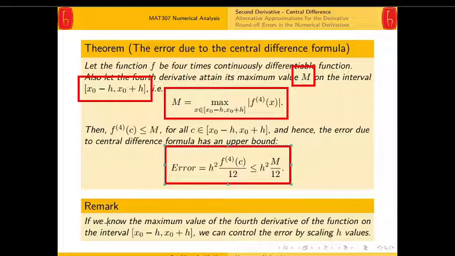Okay, so a remark: if we know the maximum value, or if we can have an idea or prediction for the fourth derivative of the function on the interval x naught minus h to x naught plus h, then we can control the error by scaling h values. If we know M, then we can choose our h value so that the error will remain within a certain value, or less than some certain tolerance.